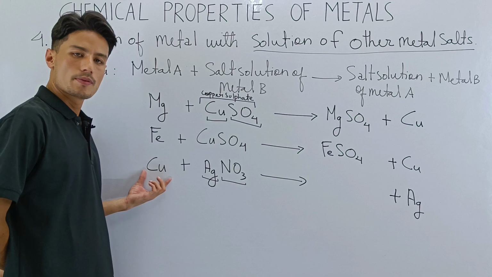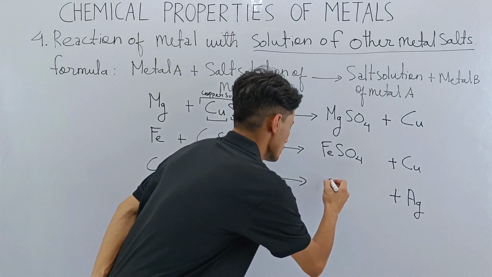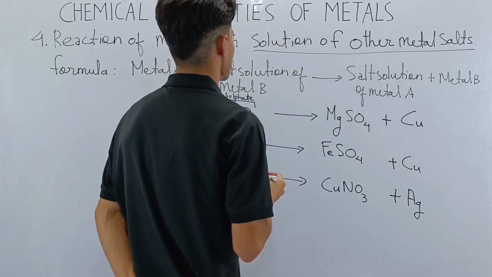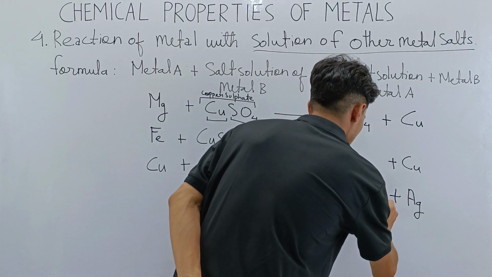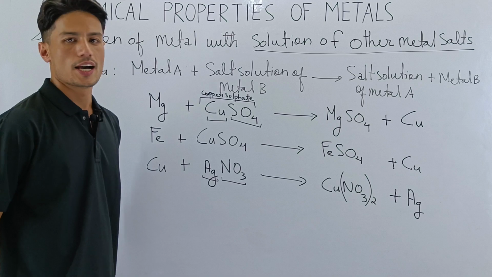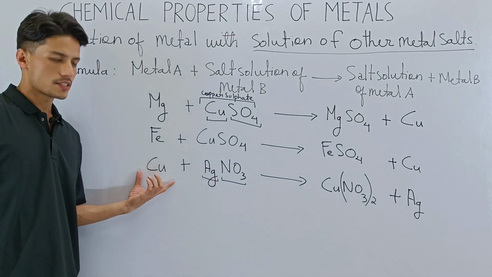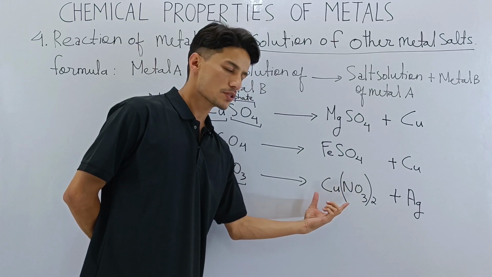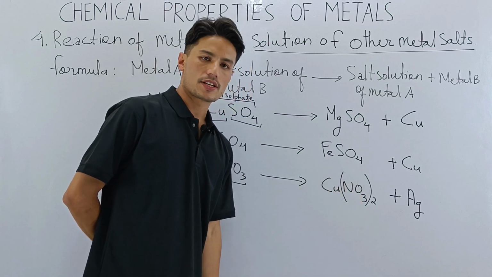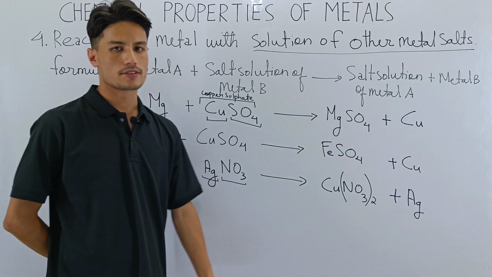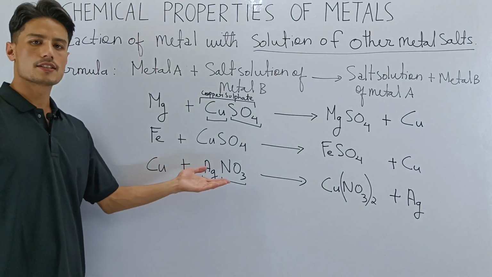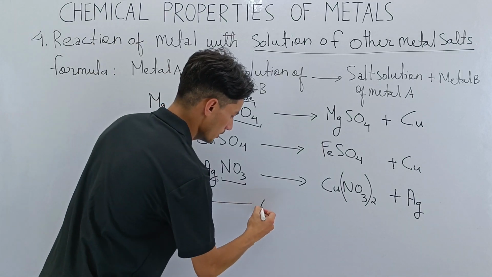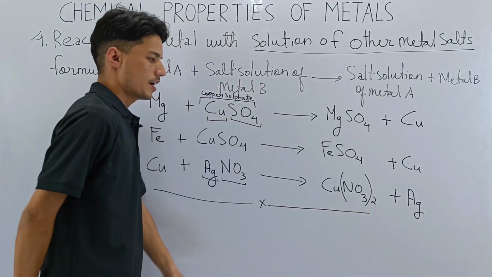And copper will form a bond with nitrate. So you get CuNO3. I think it will be CuNO3. Yes, NO3. Finally, copper. This is the time of copper. Copper gets to form a salt solution with nitrate. So this is copper nitrate solution. So this is it, my dear students. This is how you study the chemical properties of metals.